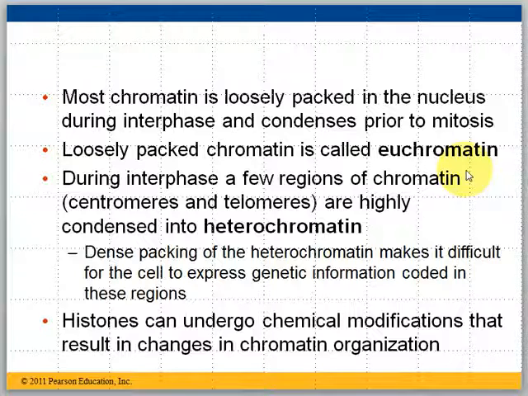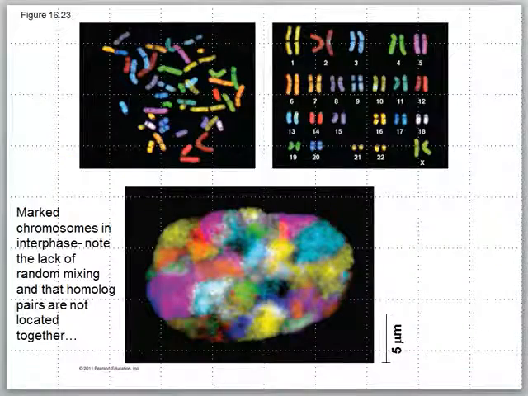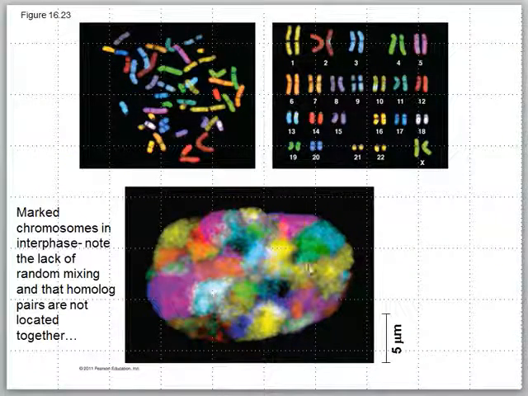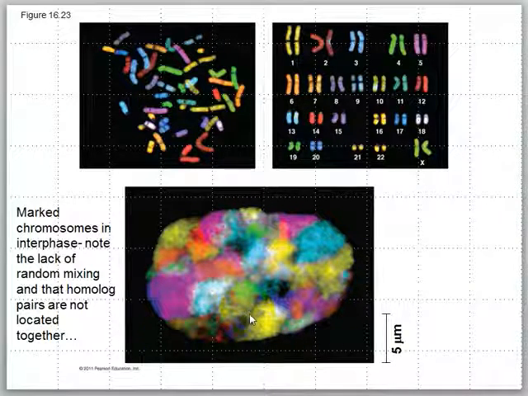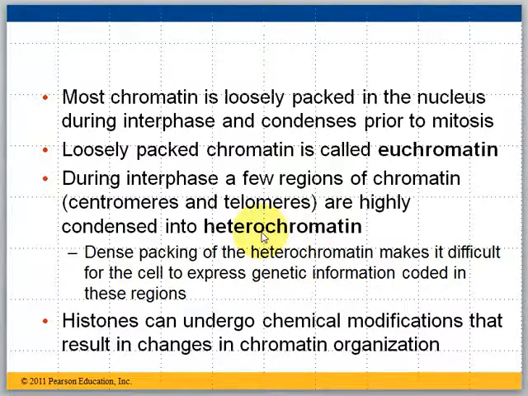And it's these areas that are tightly packed that are sometimes a problem, because the dense packing can make it difficult for the cell to get to certain pieces of the DNA to express certain genetic information. So if we look back at this picture here, all the loosely packed chromosome material is called euchromatin. And then even within this area of interphase where it's fairly loosely packed, there'll be some areas that are more tightly packed than others, and that's called heterochromatin. Remember, hetero means unlike or different.